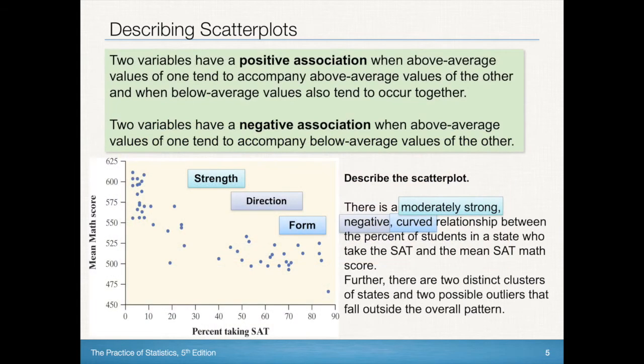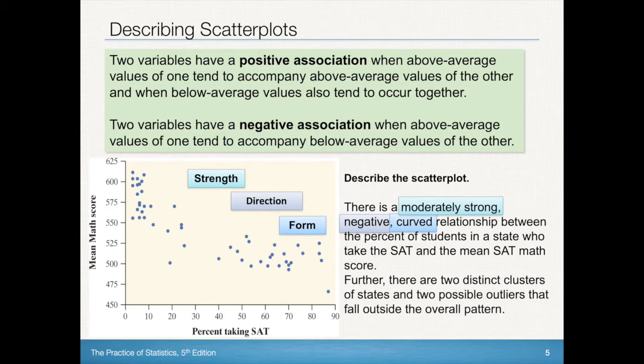So let's take a look at an example right here. We have a distribution of mean math scores as a function of the percent of the people that took the SATs. And you can see here that we have an overall shape to this scatter plot. And from it, we can begin to understand the relationships. Now, as of right now, we don't have any curve fitting or line fitting that we can do. So we simply have to look at the points and decide for ourselves, what do we see?